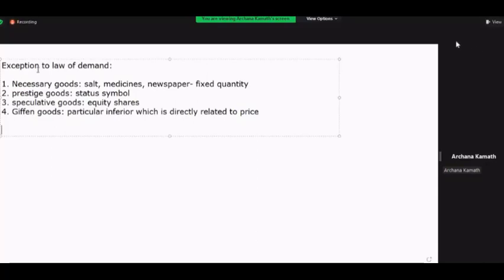Necessary commodities, example has been given. Prestige goods, example I have given. Speculative commodities, the best example is equity shares and all the other types of investment which people usually make with the intention of selling at a higher price in the future. Giffen goods are generally a part, like all inferior goods will not follow this situation, okay? For all inferior goods, when the price increases, it's not necessary that you purchase more of it all the time.